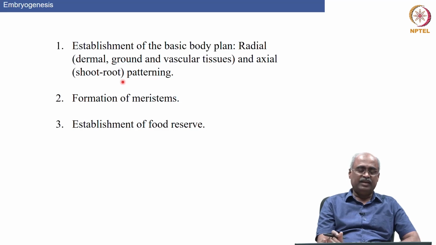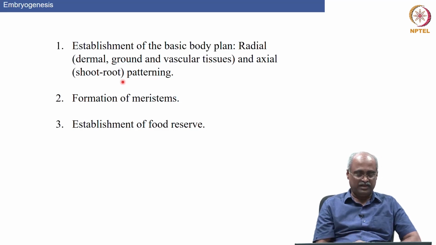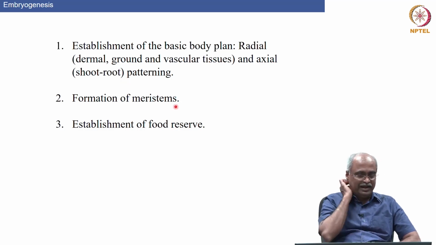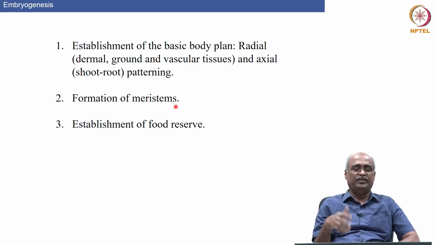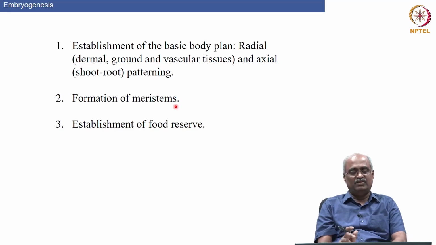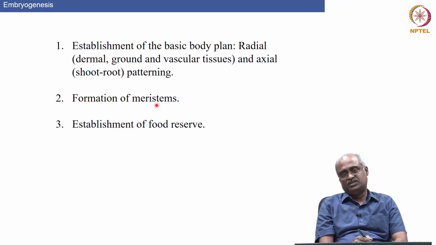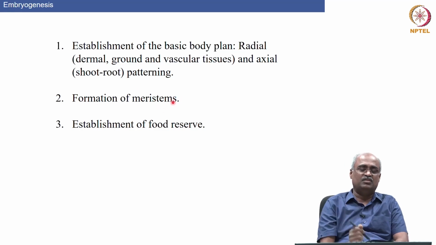And then another important aspect of embryonic development is setting apart meristems. Meristems we will see elaborately a little later. Essentially they are stem cells, undifferentiated cells from which different kinds of organs can form, and they are set apart initially. Most of the plant structures, for example leaves, branches, flowers, everything come from one of the meristems called the shoot apical meristem, and the root cap etc. form from the root apical meristem. So those two meristems have to be established.